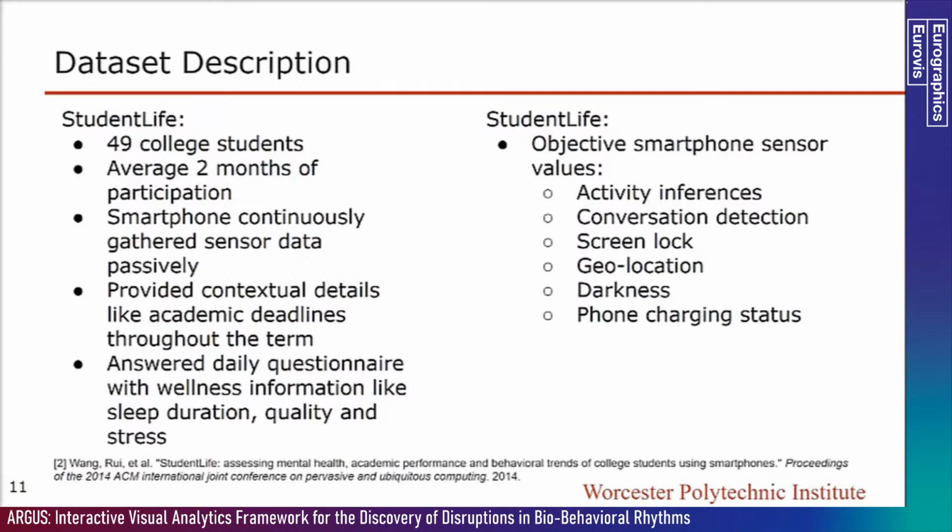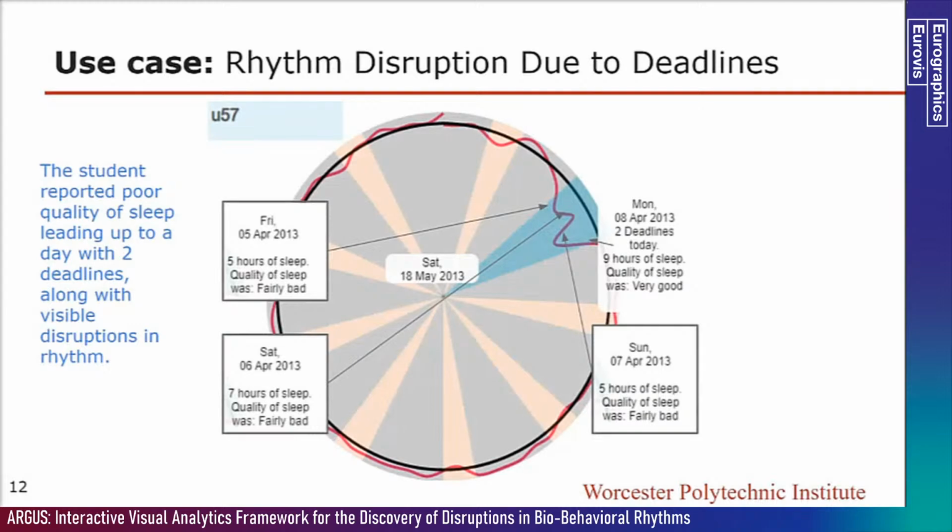The datasets also contained contextual information about the various academic deadlines throughout the term, along with answers to daily questionnaires with wellness information like sleep quality, duration, and stress levels, etc. In this use case, the student had reported poor quality and a low number for the hours of sleep in days leading up to a day with due deadlines. The user can clearly see large breaks in rhythm, and overlaying contextual information helps the user explain potential causes of such disruptions.